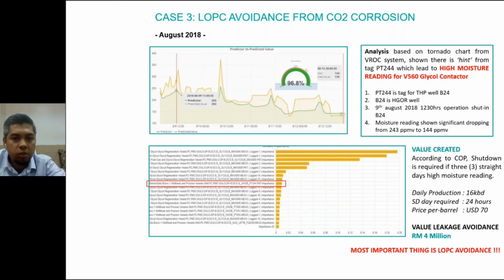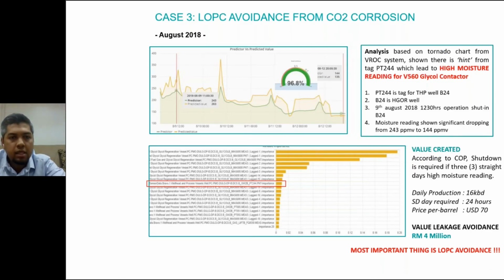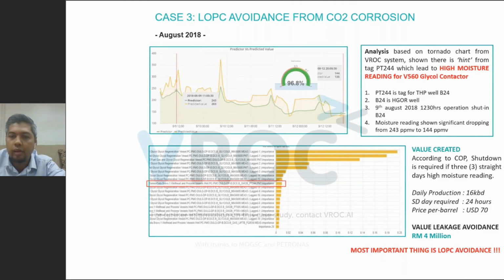They shut in that well, closed that well, and suddenly the moisture came down rapidly from 243 ppm to 144 ppm in just minutes. So that is quite amazing. If you see in terms of technicality, you couldn't get this particular decision to be made as fast as that.